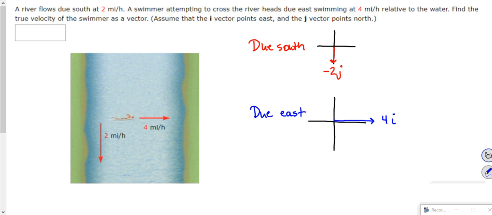It says find the true velocity of the swimmer as a vector. Assume that i vector points east and j vector points north. So again, we're going south. That's why it's a negative 2j. So literally, this almost seems too easy. I actually kept looking at this one going, what am I missing? But you're literally just adding them together. This is 4i minus 2j. That's your answer. True velocity of the swimmer, you just add those two together. Okay, easy peasy.